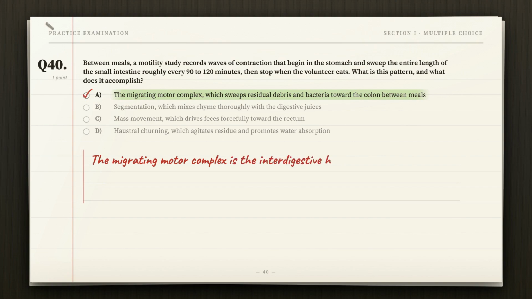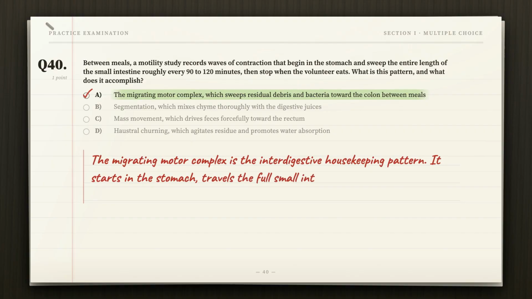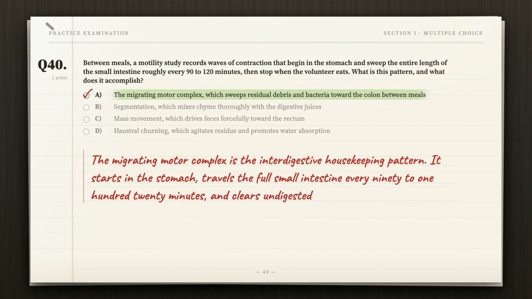It starts in the stomach, travels the full small intestine every 90 to 120 minutes, and clears undigested residue, slough cells, and bacteria toward the colon. Eating a meal switches the pattern back to segmentation, which is exactly the behavior described.